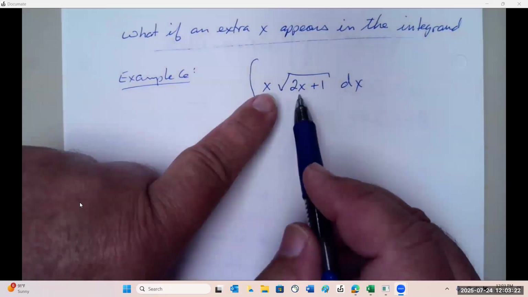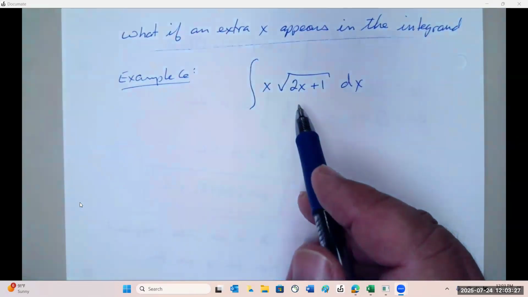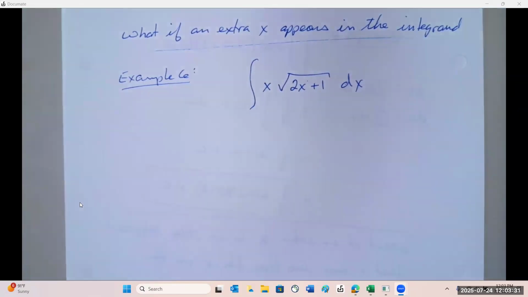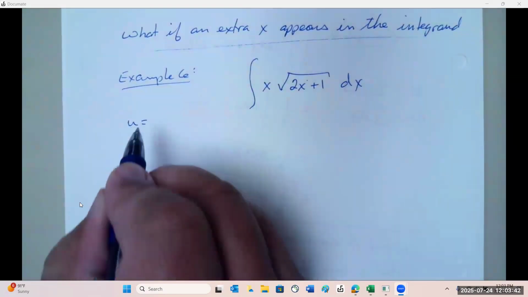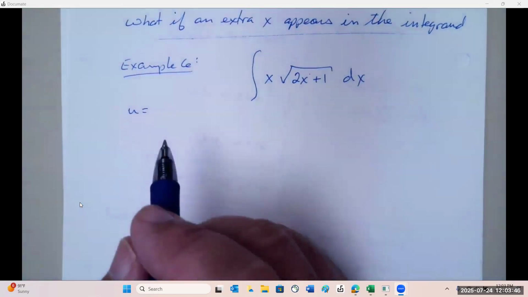The last example, we had two x's, but they had different exponents. One was higher than the other. This one here would be higher than this one. Now, if they're both the same, how do we go about solving this one? Well, first off, we have to define our u and find our du. Our u is going to be what?